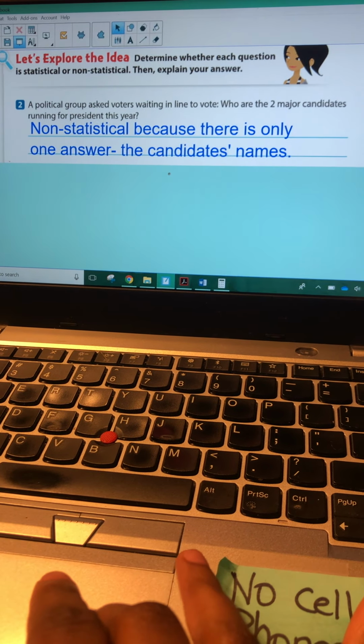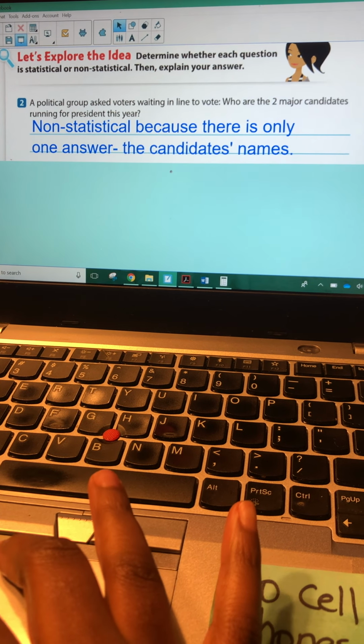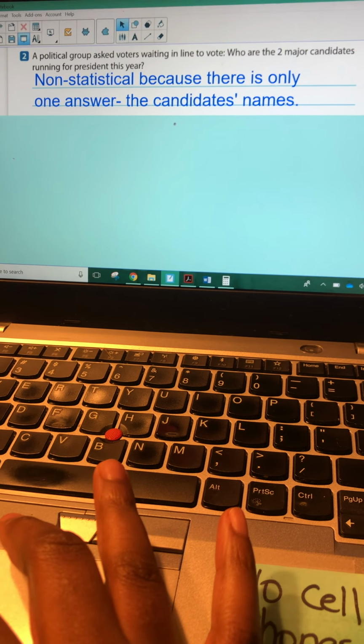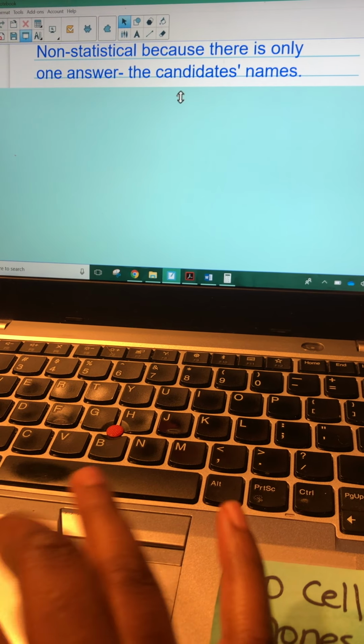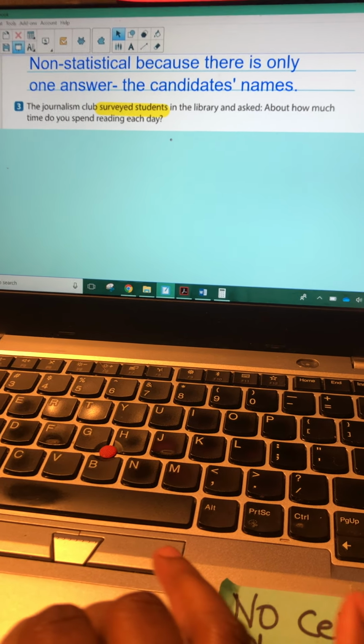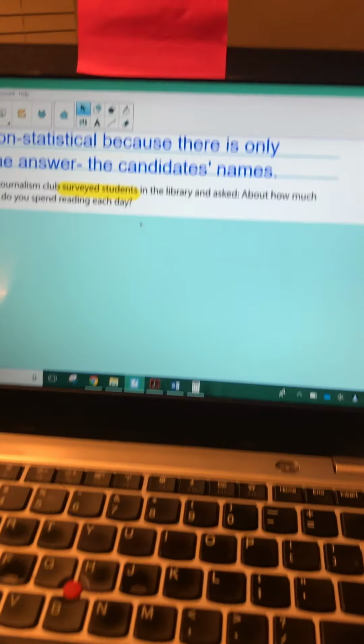So now let's look down at number 3. And make sure that you're writing this down, guys, because you do have to turn this assignment in. I'm simply going over all the questions and answers so that you guys can have some understanding of this skill.